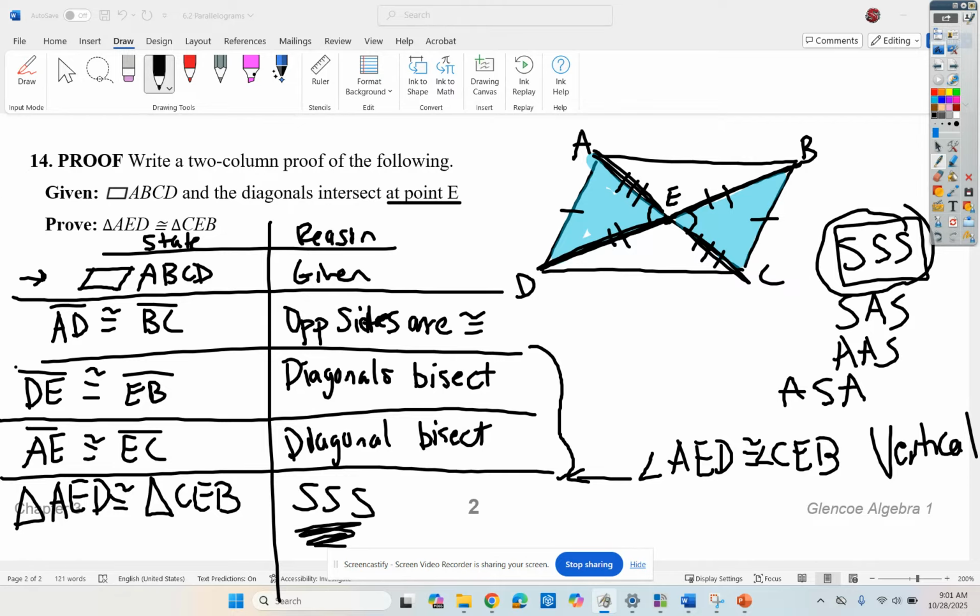But there are so many different ways you can use side. Easier ones. You can also use alternate interior angles. So you have an angle here, and you have an angle here that are alternate interiors. Same thing with this angle here, they have alternate interiors. So the properties of parallelograms give you a lot of information. So this is just one way to prove it.